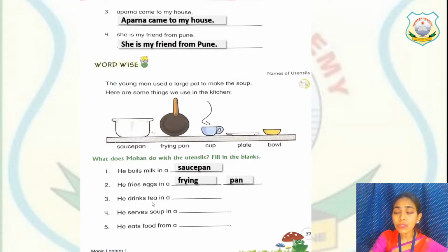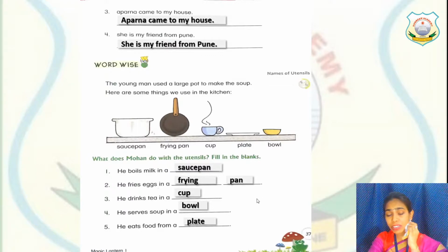Number 3, he drinks tea in a. He will drink tea in a cup, right? Number 4, he serves soup in a. He will serve soup in a plate. No, not so. It should be bowl, right? Next one, he eats food from a plate, right? So now you are clear.